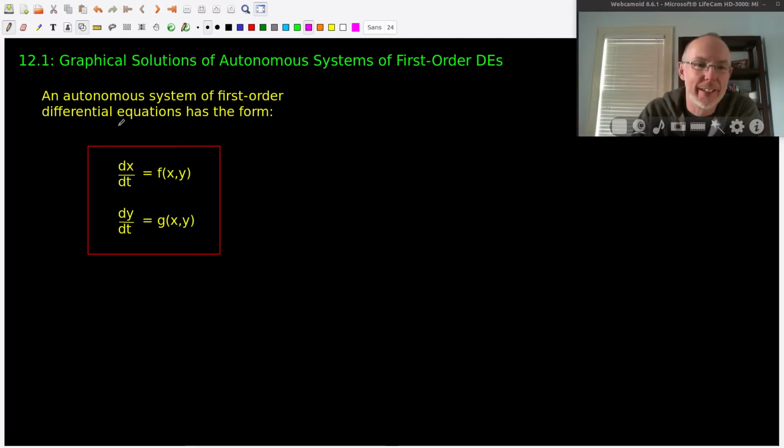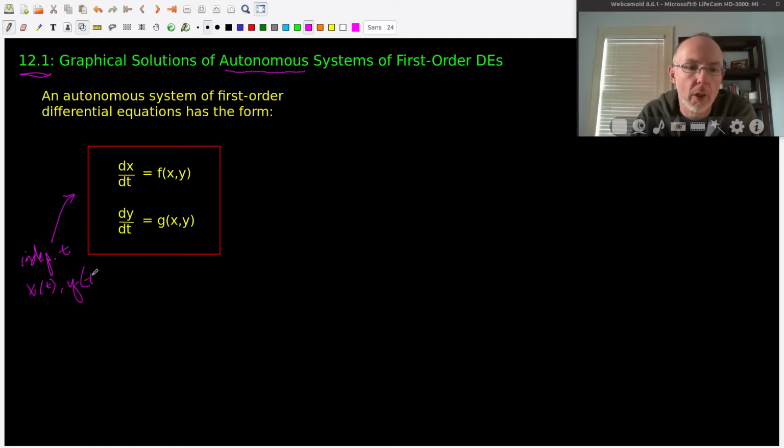All right, folks, today we're continuing to build on what we talked about in Chapter 11 with autonomous differential equations. Now we're going to generalize to the idea of systems of autonomous differential equations, which just means more than one equation. And you can see a system here where the independent variable is t, and the dependent variables are x and y, which means x and y are both functions of t.